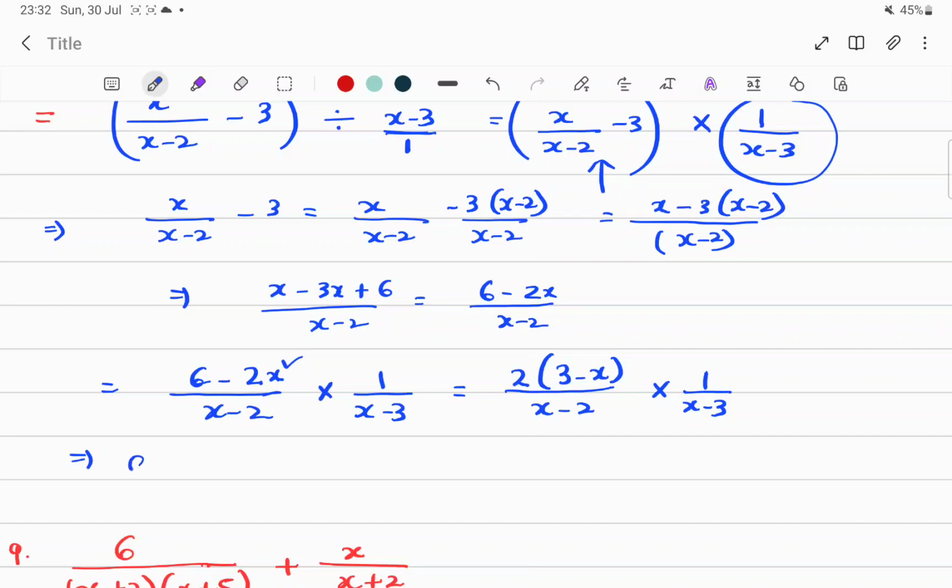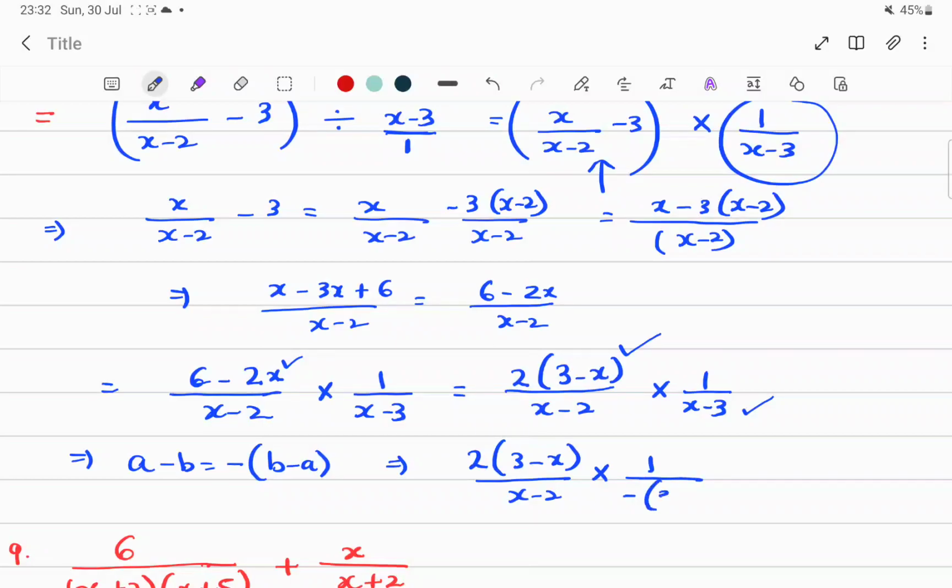And also we know that a minus b is equal to minus b minus a. And here the same thing is happening, 3 minus x, and here is x minus 3. So I will write this 2 times 3 minus x over x minus 2 times 1 over minus 3 minus x. So these two parts will be cancelled out, and it will be 2 times 1 is 2, divided by minus, because it is minus 1 left here. So this minus 1 into x minus 2, or you can write minus 2 over x minus 2.